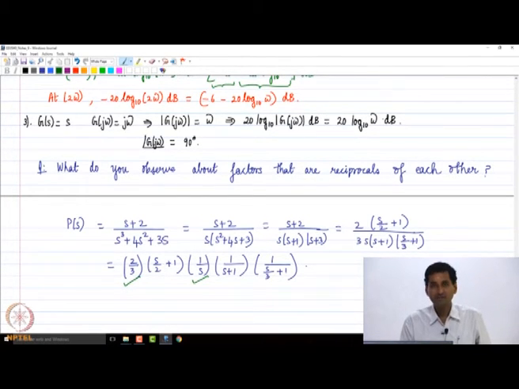What we are going to do in the next class is learn how to plot the Bode diagram for 1 by Ts plus 1 and Ts plus 1, and then the second order factor. Then we will see how to put everything together and plot the Bode diagram for any given transfer function. Okay, so that's what we will do in the next class.